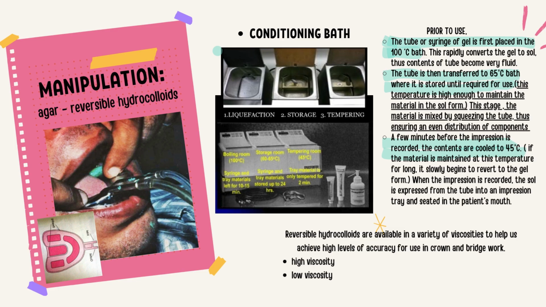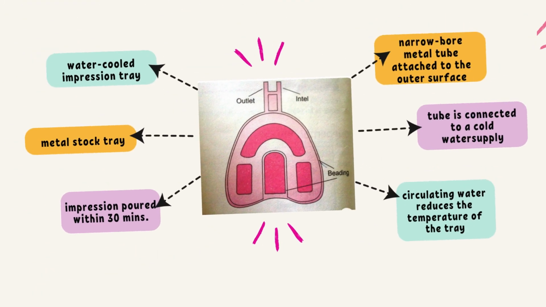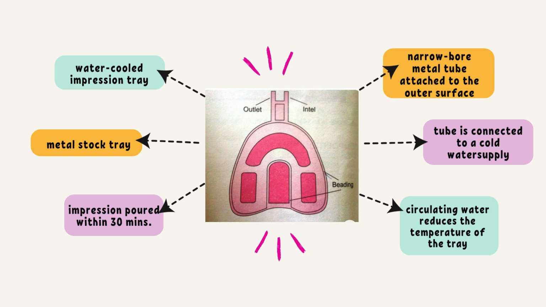High viscosity and low viscosity. Let me tell you about this unique impression tray, which is known as a water-cooled impression tray. A narrow-bore metal tube is attached to the outer surface. The tube is connected to a cold water supply. Circulating water reduces the temperature of the tray, and lastly, the impression pouring time is within 30 minutes.